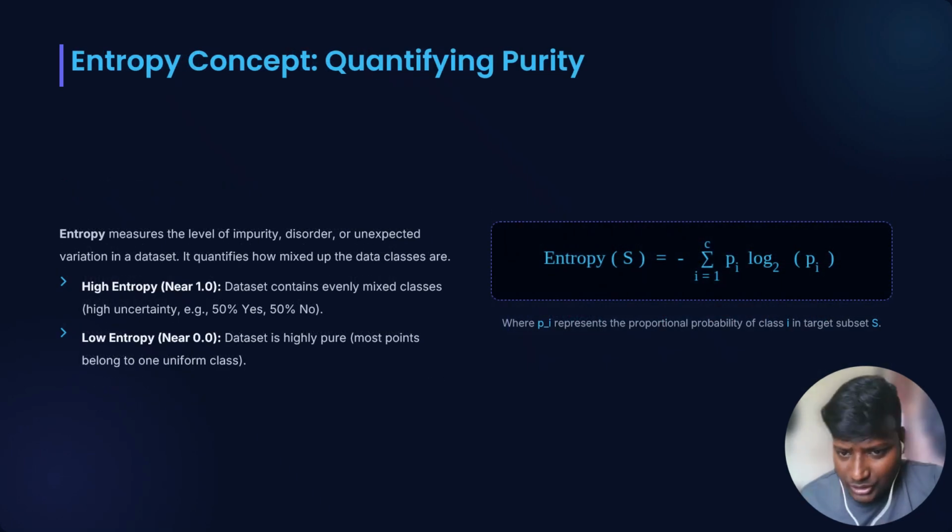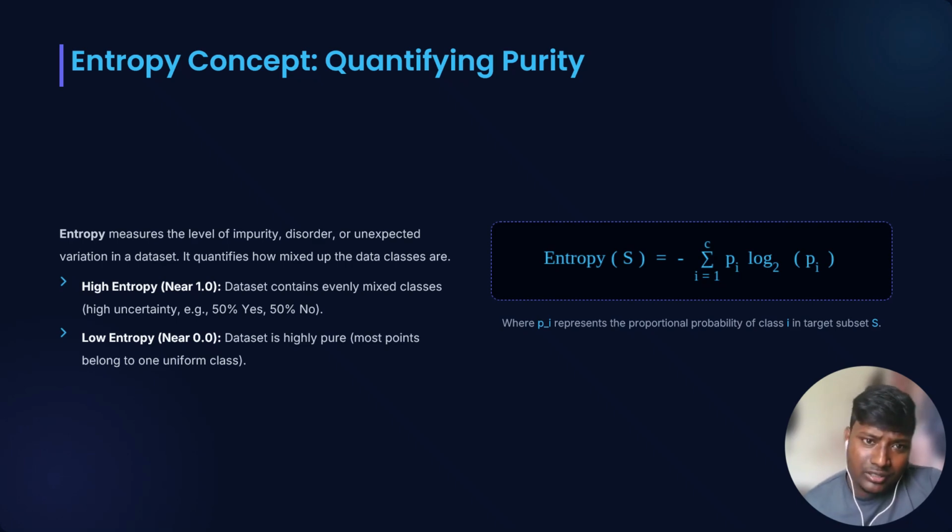Entropy is a concept brought from thermodynamics. In machine learning, it measures the level of impurity, disorder, and uncertainty in our data. Look at the formula: Entropy of S is the summation of p_i log to base 2 of p_i. Here p_i represents the proportion, or probability, of each class in the target dataset.